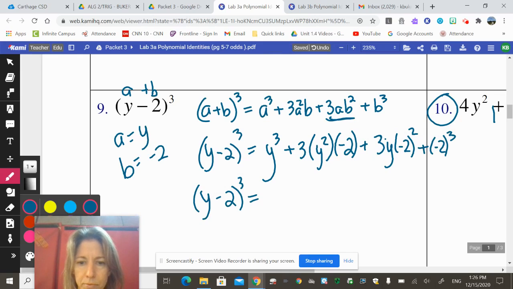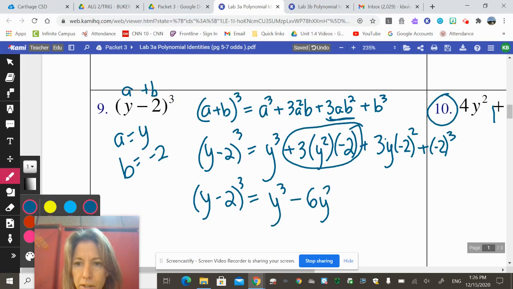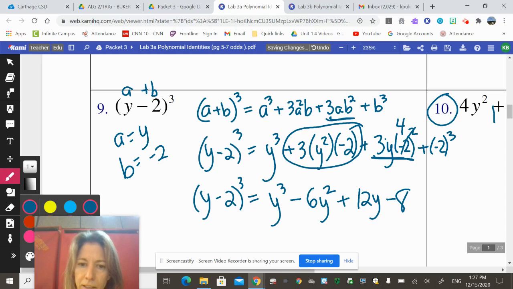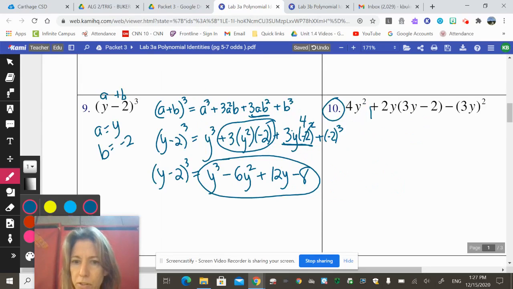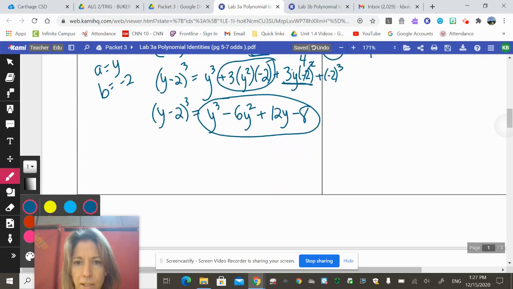Now if I simplify this, I get y cubed. This whole product would be minus 6y squared. For this product, I would do (-2) squared, which is 4, and then 3y times 4, I'd get plus 12y. And then (-2) cubed is -2 times -2, which is 4, times -2, which is -8. So hopefully this is the answer that you got when you cubed y minus 2 in lab 3A. That just shows you how you could use the identity to your advantage.